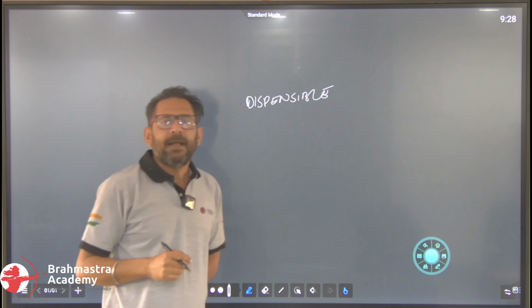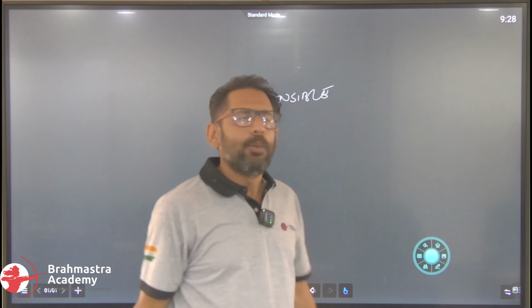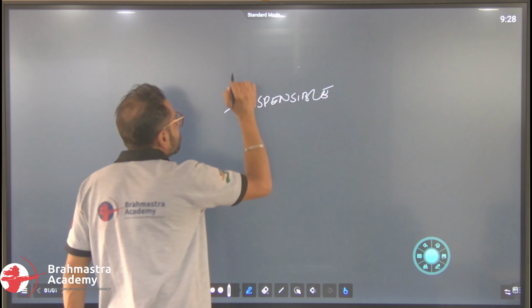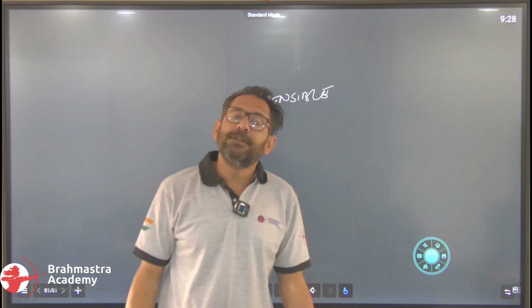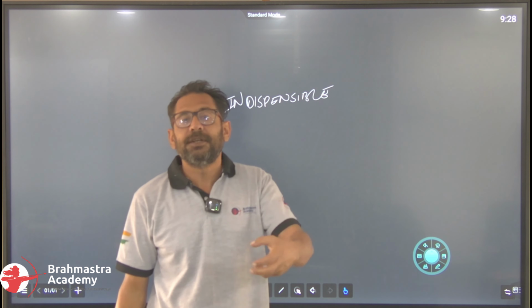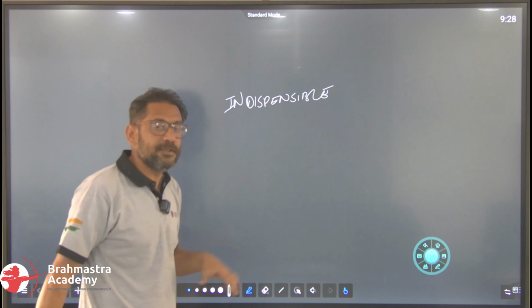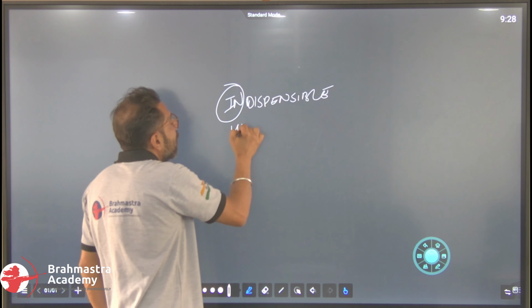Dispensable, that means it is something which can be thrown away, which can be used one time. But if I use the prefix in, indispensable, now that means what? You cannot do without it. It is compulsory for you to have it there and there. Without this, anything is impossible to do. Now, first we were doing un, now it is this.